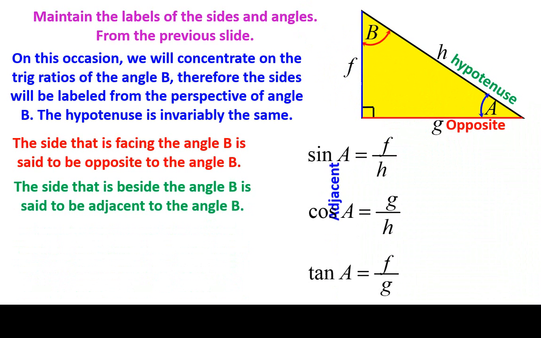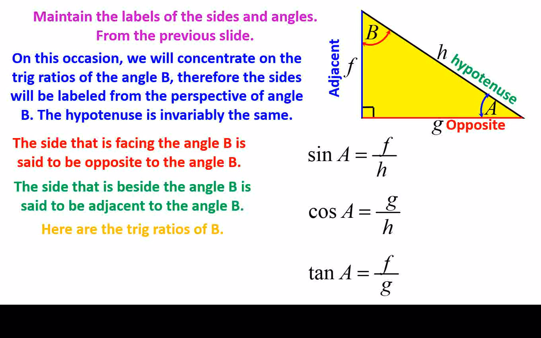Do not forget that the hypotenuse is also adjacent to B, but the hypotenuse is that special side, and we never say, for the intents and purposes of trig ratios, that the hypotenuse is adjacent or opposite to any other angle except the 90 degrees angle, which it is opposite to.